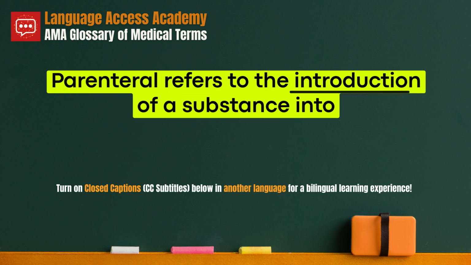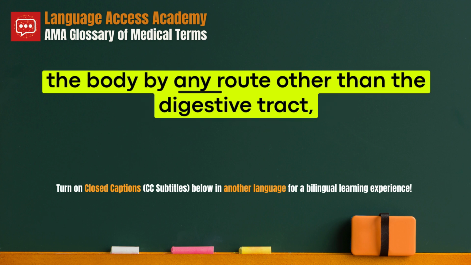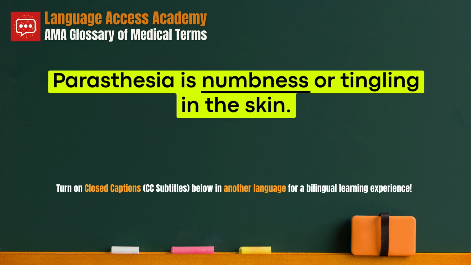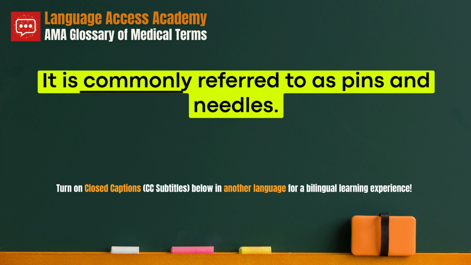Parenteral refers to the introduction of a substance into the body by any route other than the digestive tract, such as through a vein or muscle. Paresis is partial paralysis. Paresthesia is numbness or tingling in the skin. It is commonly referred to as pins and needles.